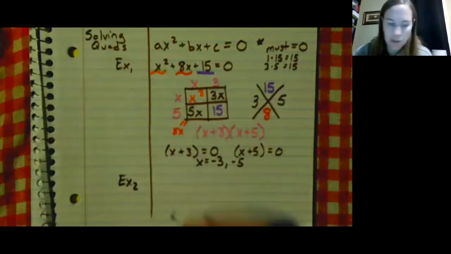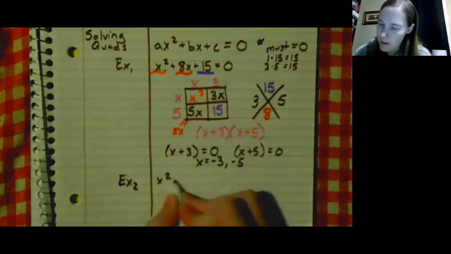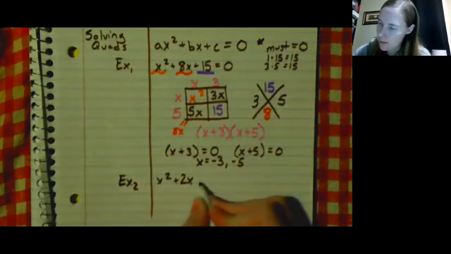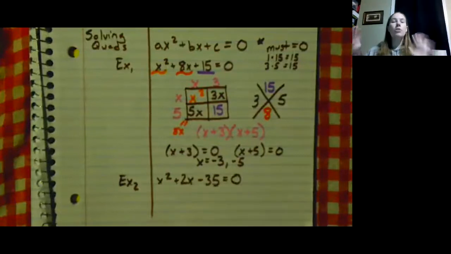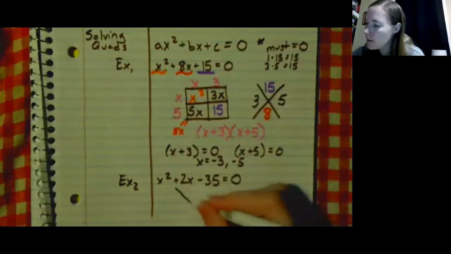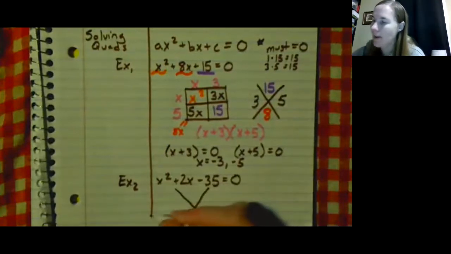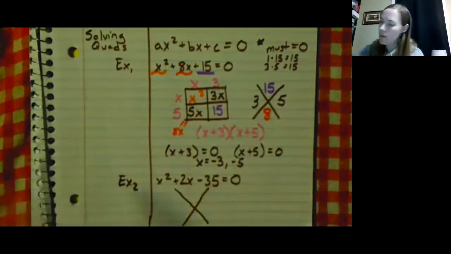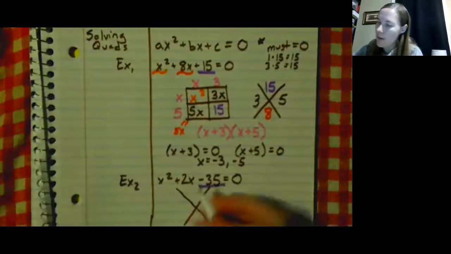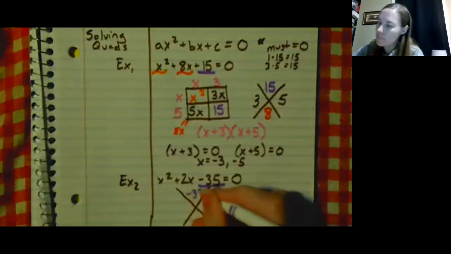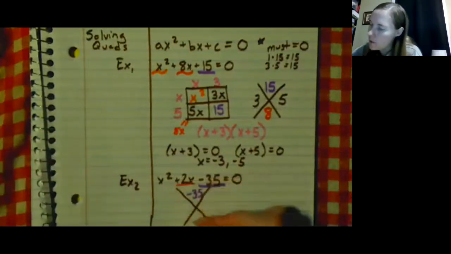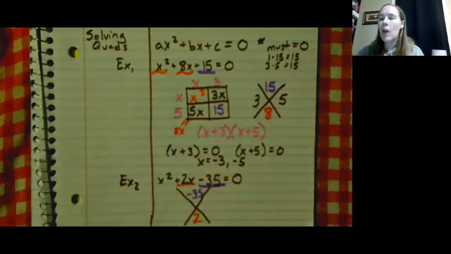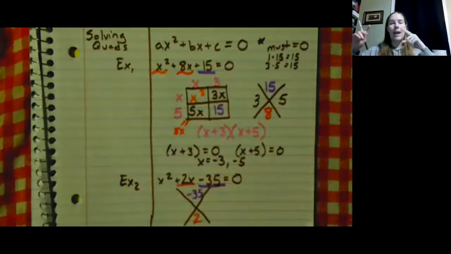So for example 2, we have X squared plus 2X minus 35 equals 0. I'm going to go straight to my X factor. So straight to my X. I know my C value. So over here's my C value. Has to go on my top. And I know my B value goes on my bottom. And I'm trying to see what 2 numbers multiply to -35 and add to 2.